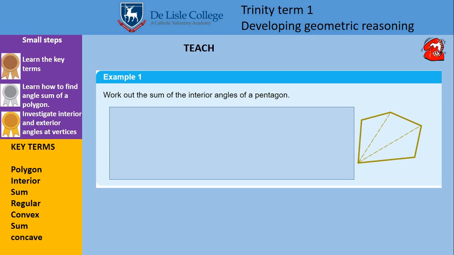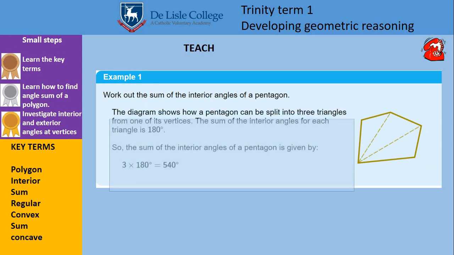of a pentagon. Okay, so we've got our pentagon drawn there, and notice how I have created 3 triangles out of it. And from previous lessons we know the angles in a triangle are 180 degrees. So the sum of the interior angles of this pentagon is 3 times 180, which is 540 degrees, a pentagon being a 5-sided shape.